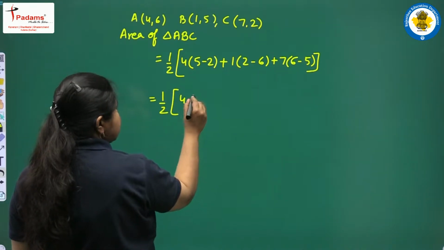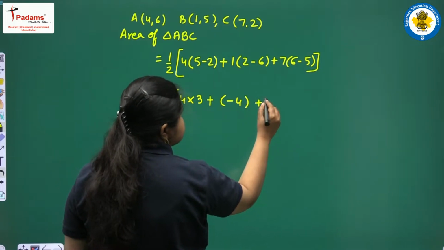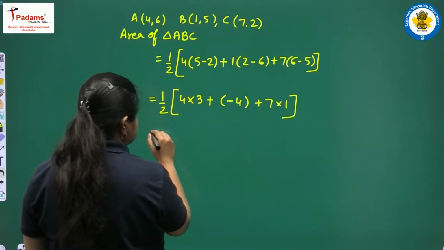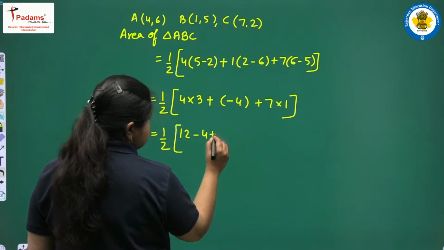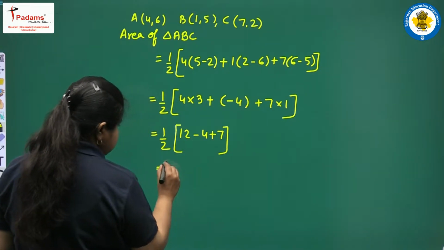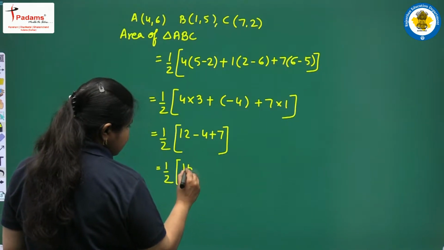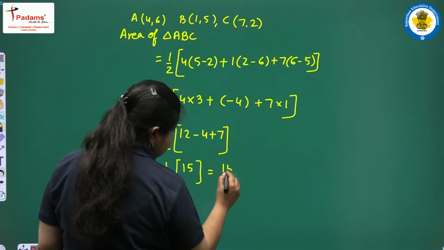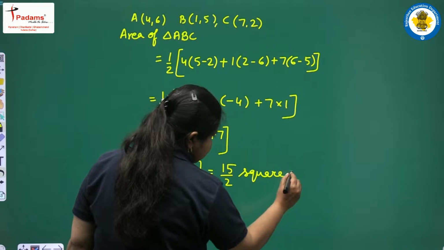5 minus 2 is 3. This will be minus 4 here, and here 7 into 1. This will be half. Here we have 4 3s are 12 minus 4 plus 7. This is half. 12 minus 4 it's 8. 8 plus 7 it's 15. So this is nothing but 15 by 2 square units.